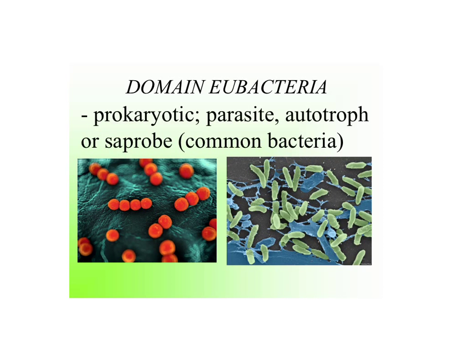The next domain is the Eubacteria. These are common bacteria. They are prokaryotic, meaning, of course, they have those simple cells. They can be parasites and get inside you and make you sick. They can be autotrophs, where they get their own energy. Or they could be saprobes. Saprobes are organisms that eat dead stuff, decomposers. So that's our domain, Eubacteria. These are the common bacteria.